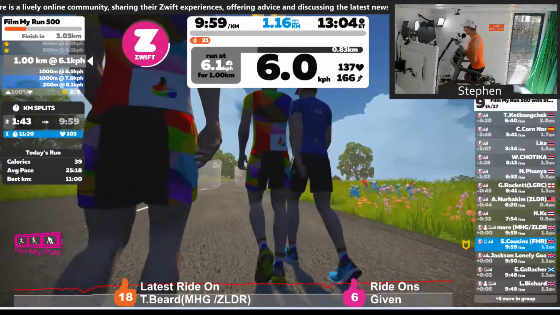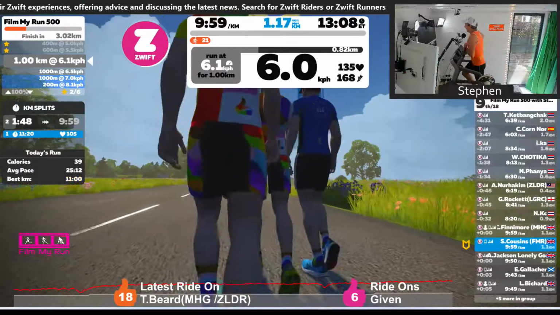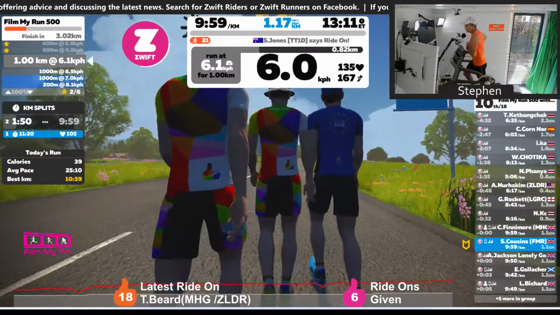3 kilometers remaining of the Film My Run 500. Heart rate is 134.